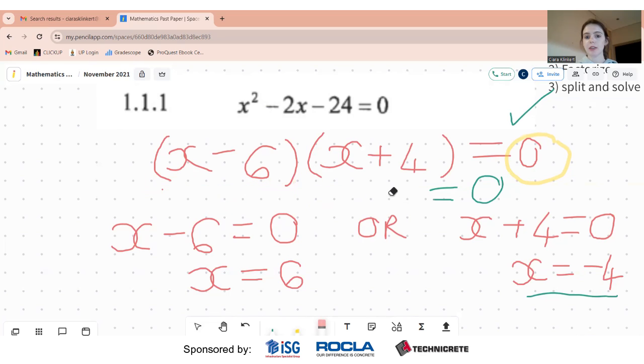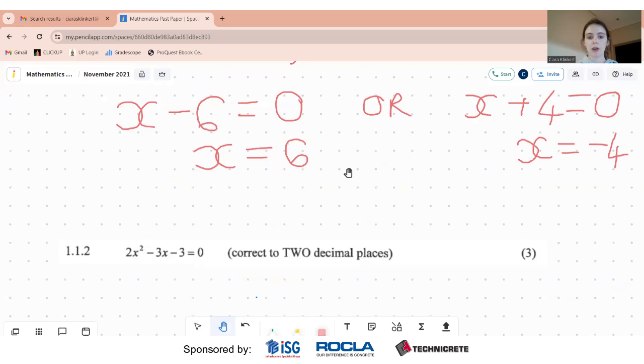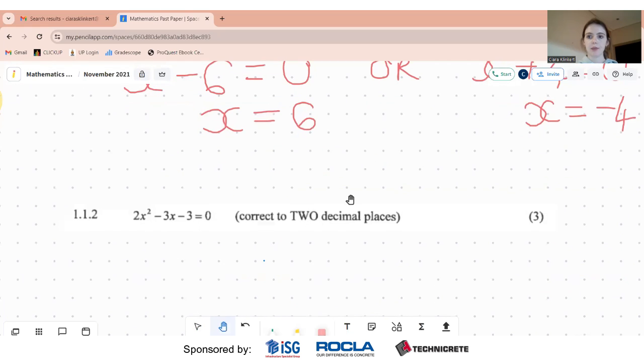So that is why we do it in this manner. It's simply because it's convenient, and it's very easy to solve equations that are equal to 0. Okay. Now we move on to our second question.